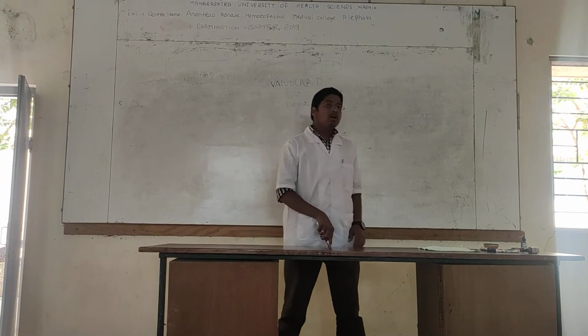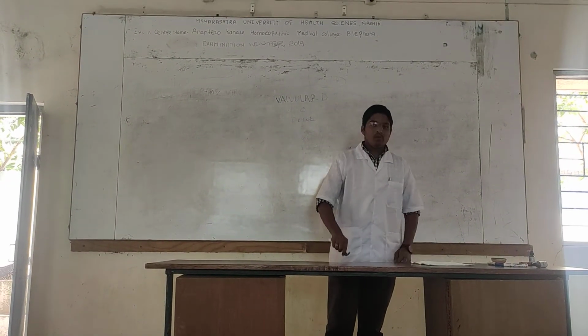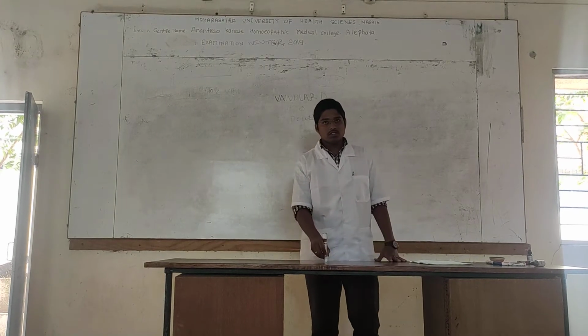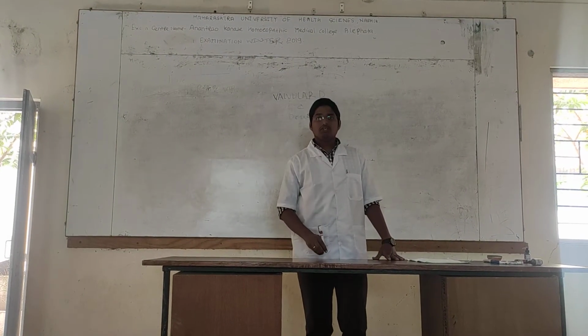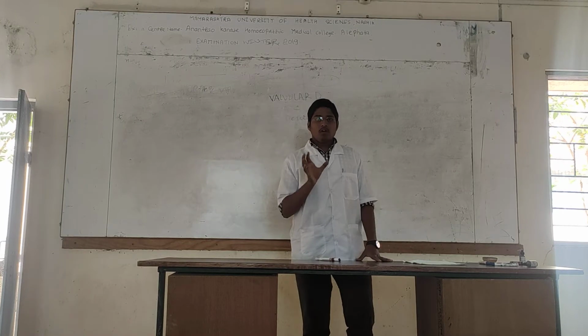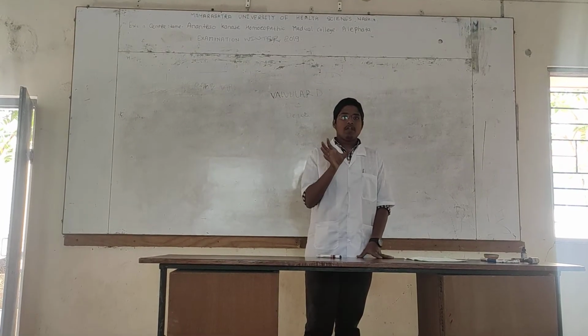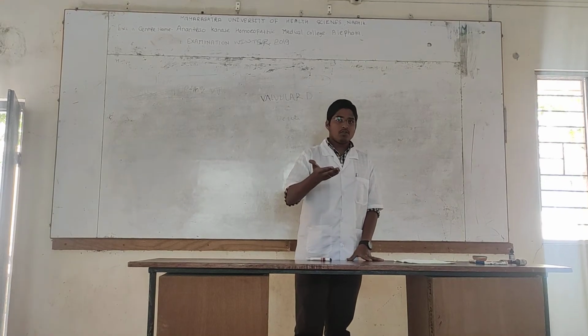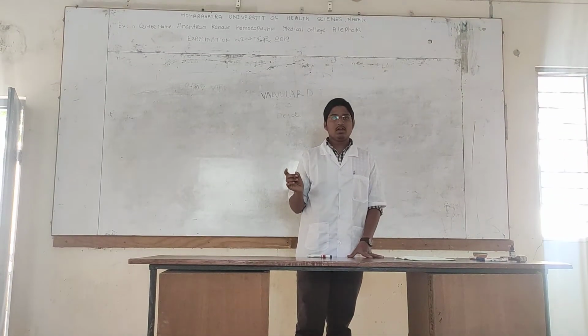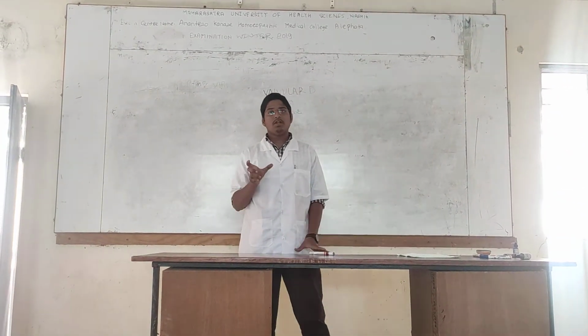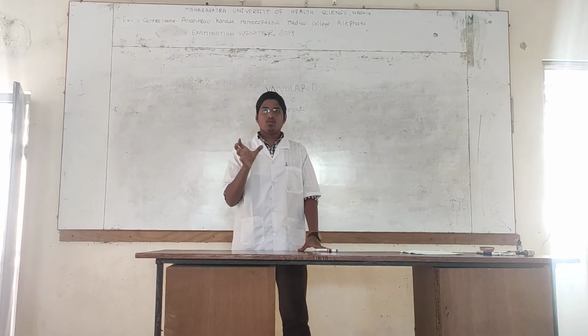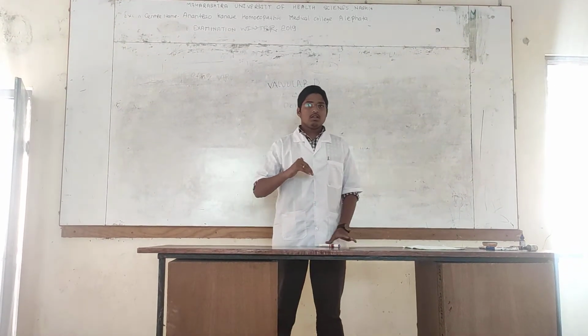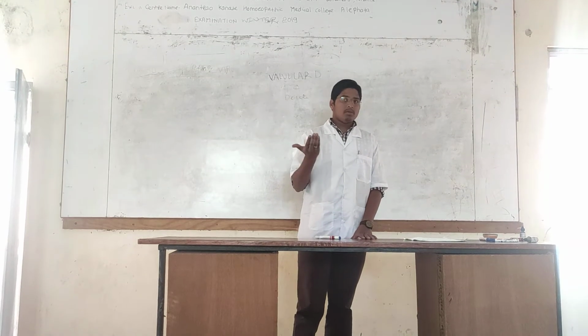Then there are two types of valvular deformities. First is stenosis, second is incompetence. In stenosis, there is narrowing of the valves. Because of the narrowing, the valve fails to open, so it obstructs the forward flow. And the second type is incompetence. In incompetence, there is a deformity of the valves, so they fail to close, and because of that there is backward flow of the blood.